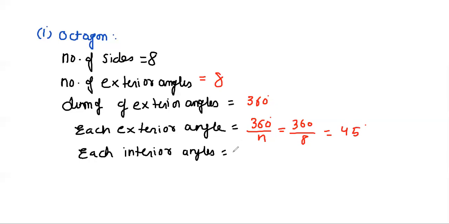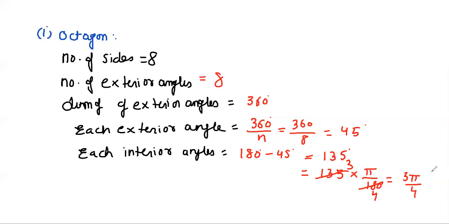Yes, sir. Each interior angle is 180 degrees minus 45 degrees, so that is equal to 135 degrees. Very good. If I convert 135 degrees into radians, I write 135 pi upon 180. If I cancel this, it comes in the table of 45: 45 threes are 135 and 45 fours are 180. So this becomes 3 pi upon 4 radians. Each interior angle is 3 pi upon 4 radians. You got this? Yes, sir. Very good, beta.